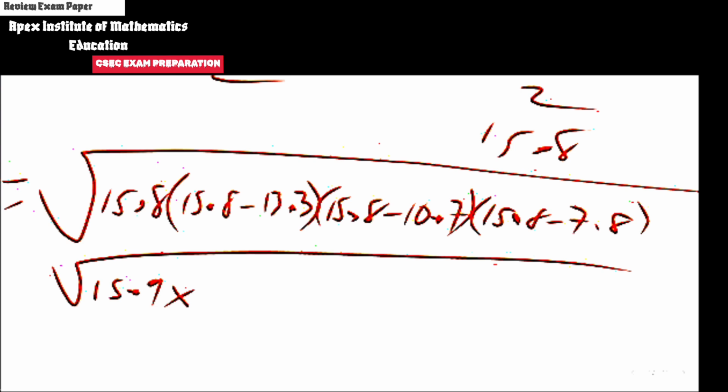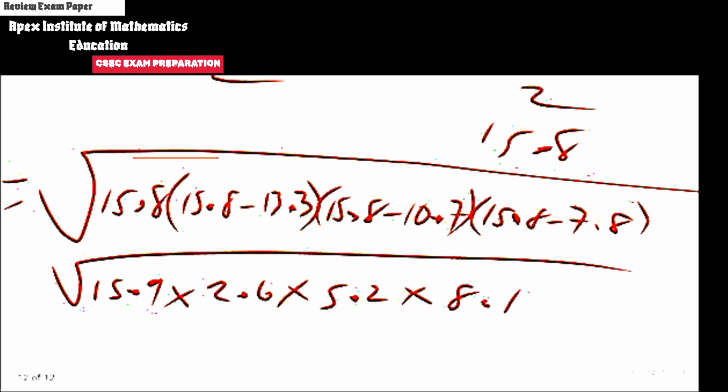Alright, so 15.9 minus 13.3, 2.6. 15.8 minus 10.7, 15.8. Sorry, 15.9. See, I'm confusing myself, guys. 15.9 minus 10.7, we're going to get 5.2. And then we're going to have 15.9. I got it right this time. Minus 7.8, that's 8.1. Alright, then we're going to proceed to multiply that by the remaining digits.